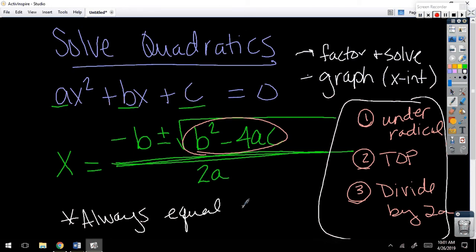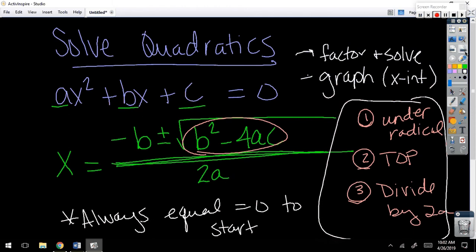If it doesn't, you have to make it. Okay? And just like when we were graphing and we were doing the vertex and everything else, remember how we listed A equals this, B equals this, C equals that? We're going to do the same thing here, and then all we're going to do is literally plug and chug.